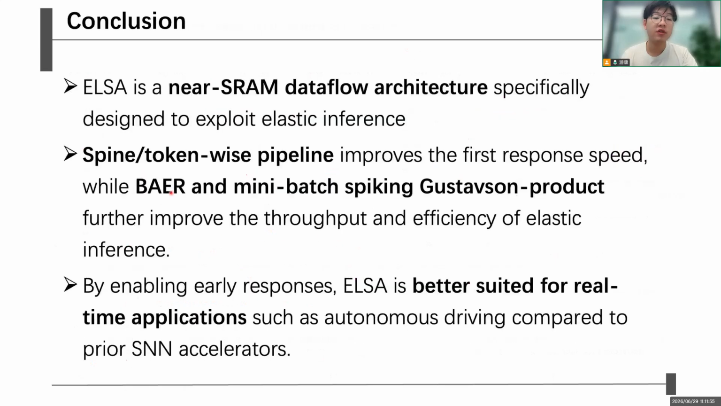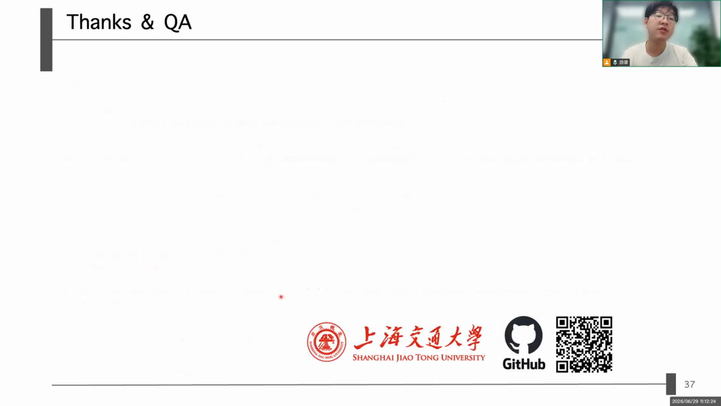In conclusion, ELSA is a near-SRAM dataflow architecture specifically designed to exploit elastic inference. The spine token-wise pipeline improves the first response time, while BAER and the mini-batch spiking Gustavson-product further improve the throughput and the efficiency of elastic inference. By enabling early response, ELSA is better suited for real-time applications, such as autonomous driving, compared to previous SNN accelerators. Thanks for listening.